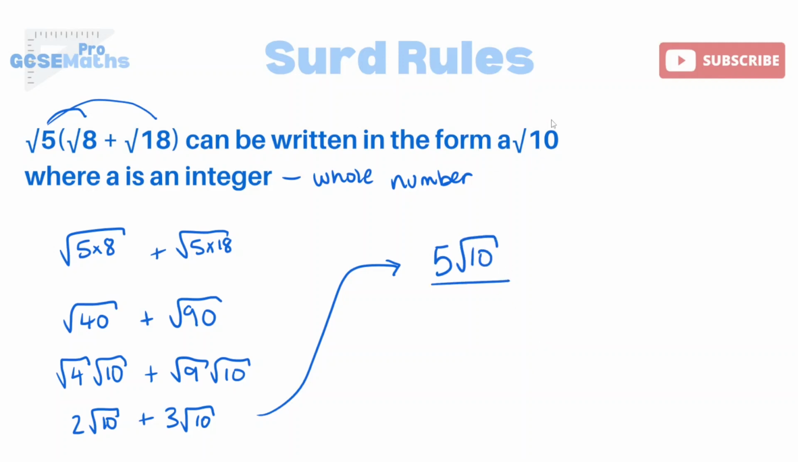And as you can see, it is in the same format. A root 10, in this case, A is just the 5, isn't it? Okay, so it's exactly the same question, they've just worded it differently.